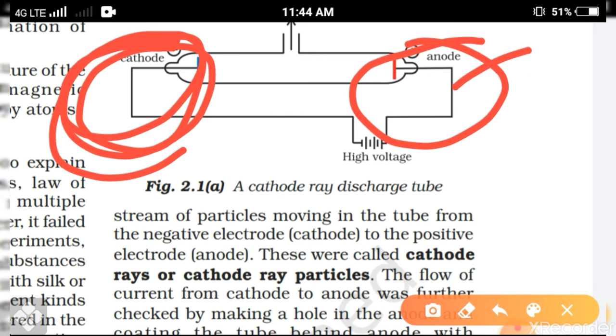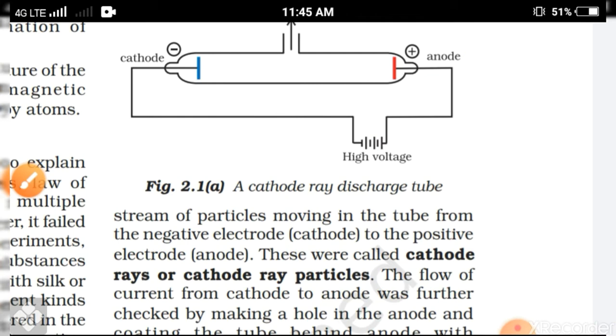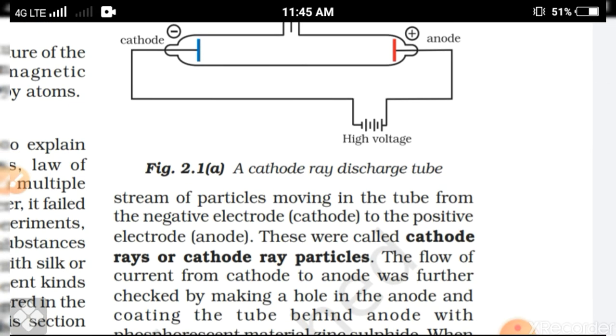So when electricity passes through low pressure at a high voltage, the electric current passes from the cathode to the anode, from the negative terminal to the positive terminal, at a high voltage and low pressure. So what happens is that a stream of particles is created inside the cathode ray tube, moving from the negative electrode to the positive anode.